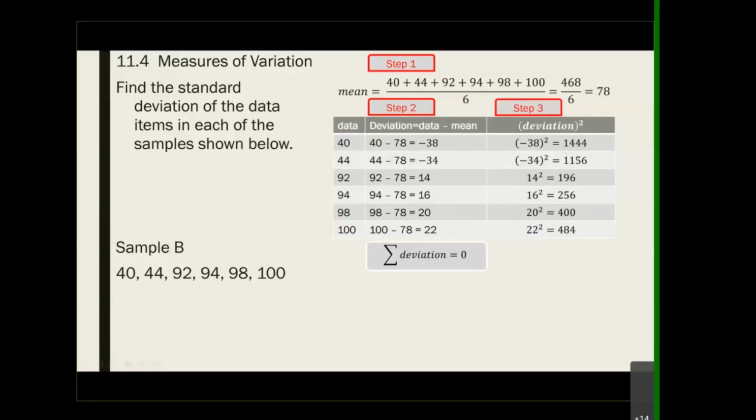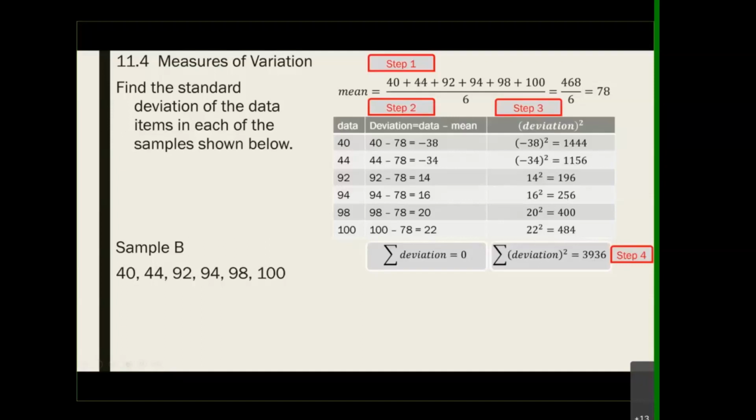So everybody see that step 3, that's what we have here, which is, again, we take the result of step 2 and we square them up. And once we square them up, what is step 4? Step 4, we need to add every single number from step 3. Whatever the results in step 3, we need to add them up, which is 1444 plus 1156 plus 169 plus 256 plus 400 plus 484, you get 3936.